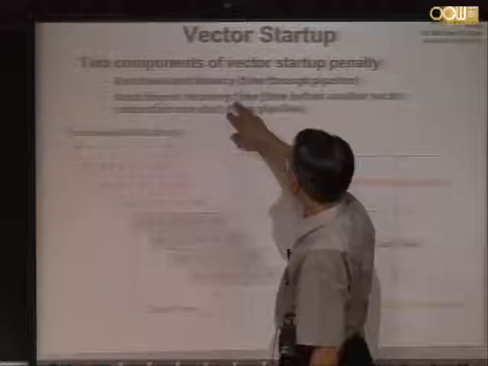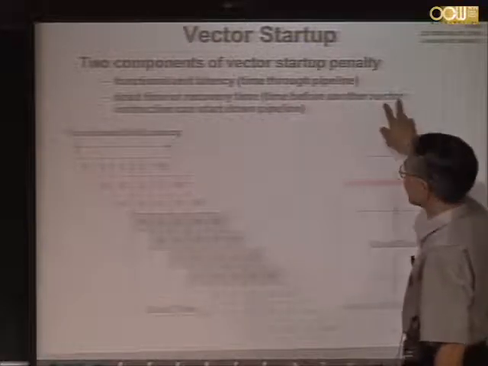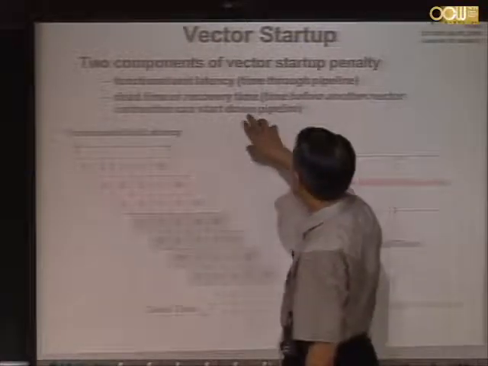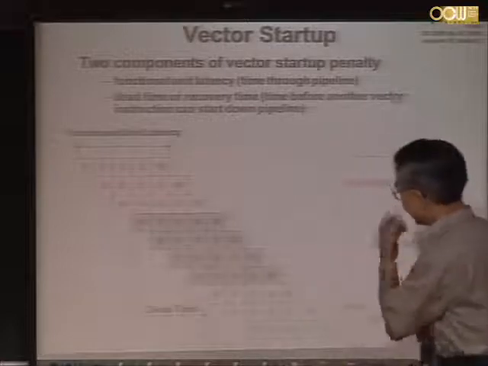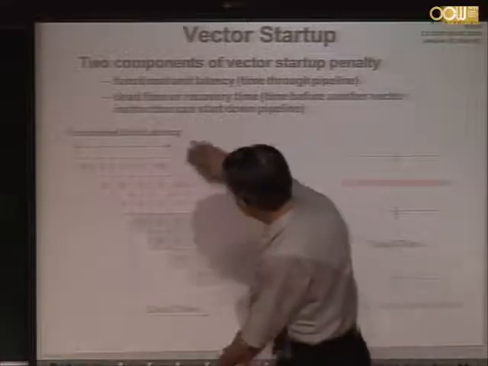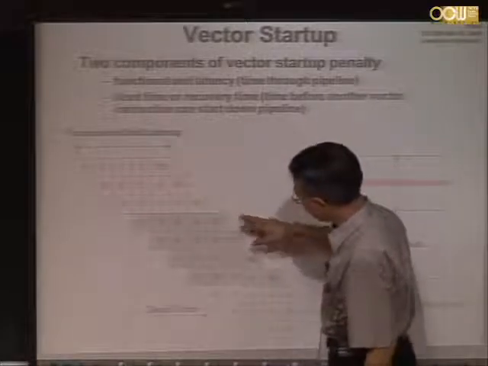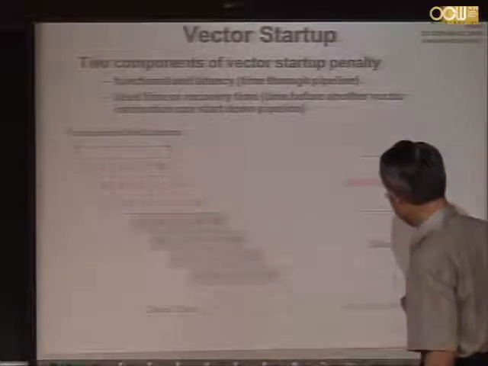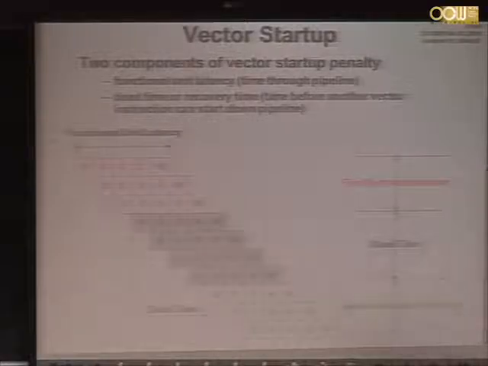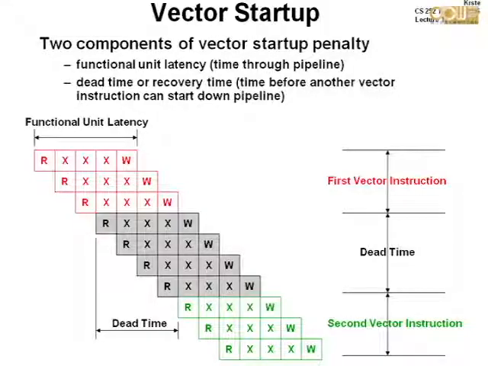And dead time or recovery time is the time before another vector instruction can start down the pipeline. So with this timing, the red one, we will have this dead time, and then the green second vector instruction can start. Okay, these are some definitions, and it doesn't have to be so all the time, depending on how capable you are in doing forwarding.